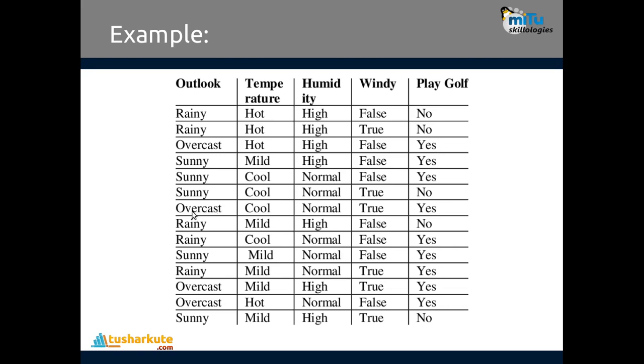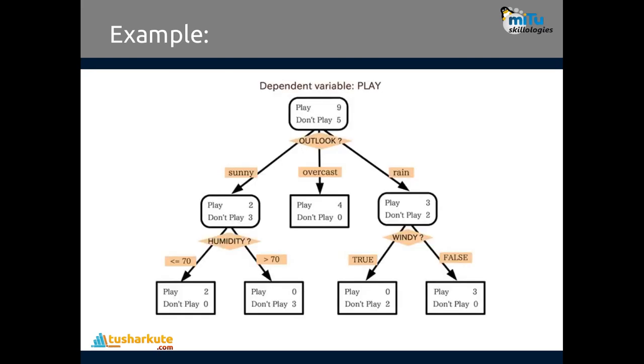So let's look at that. When outlook was overcast, temperature was cool, humidity was normal, windy was true, he played golf. Or if you go here, when outlook was rainy, temperature was mild, humidity was high, windy was false, he did not play golf. Now we are going to build a tree based on that. So the tree will tell you, next time the golf player goes to the ground, whether he has to play golf on that particular ground or not. Is it possible to play there or not? That decision we can identify with the help of the tree created from this. Let's see the tree of this particular example.